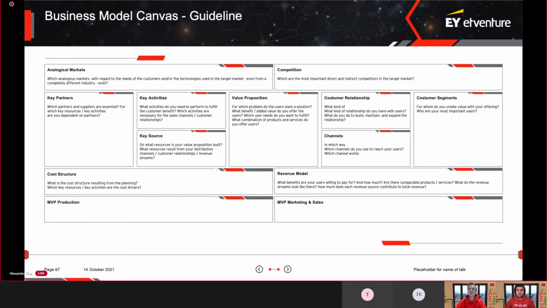Think of the revenue model. And then, as we are a startup, think of MVP production. So what do you need to build your MVP in the next phase? And even what you should consider is marketing and sales, which is usually pretty important for digital products or services. How do you think of that?